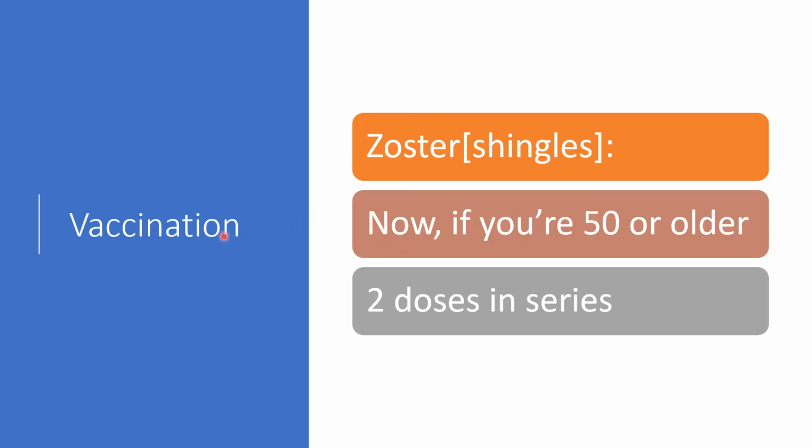Oh, still on vaccination. Zoster, or shingles. Yeah, you need that right now if you are 50 or older and just been diagnosed with diabetes mellitus. You need 2 doses in the series. You know what shingles is all about? When you become immunocompromised, it will show off with serious pain. They will tell you it doesn't cross midline, but we now know it can cross the midline in severe immunocompromised status.